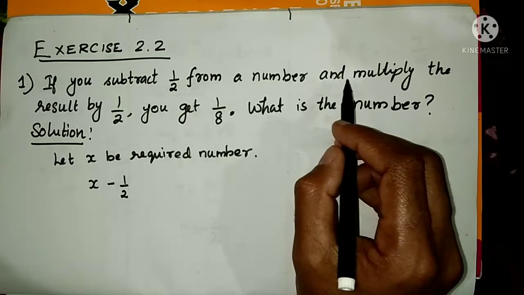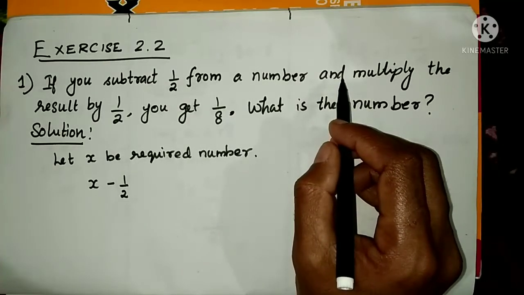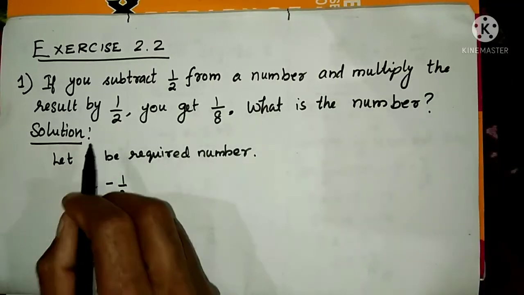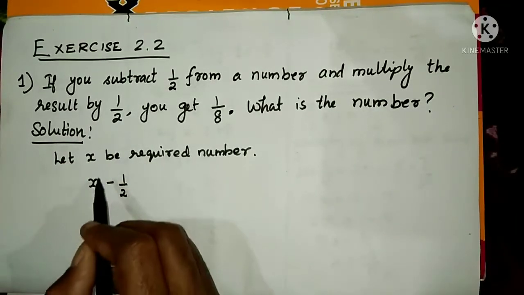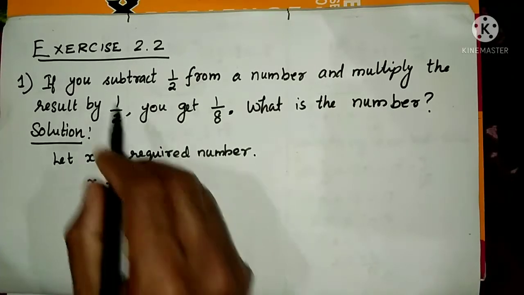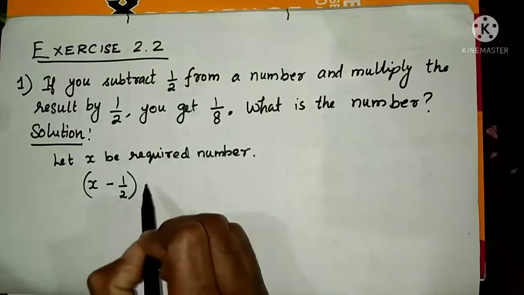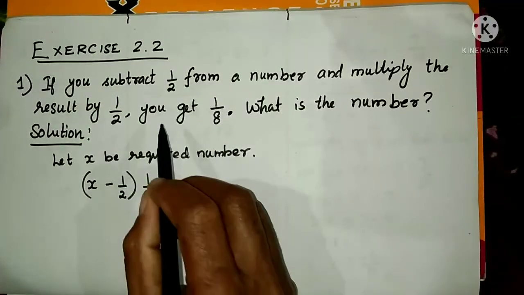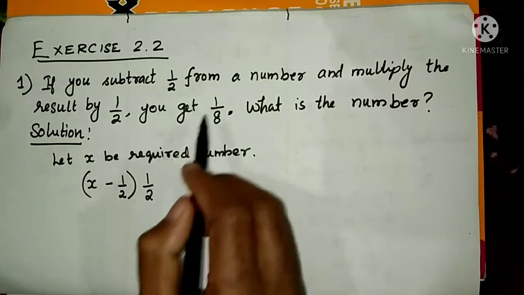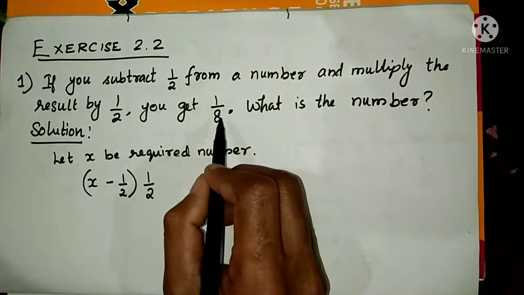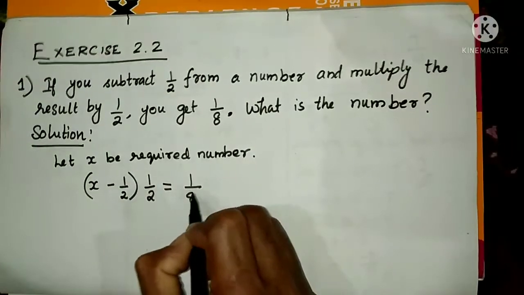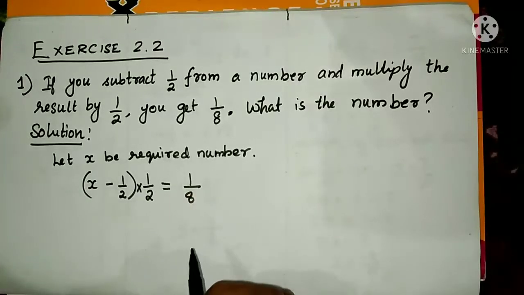Further, when we read it, we understand like this: multiply the result by 1 by 2. So this is the result of subtraction. This result we should multiply by 1 by 2. So if you multiply that, the answer you get is 1 upon 8. So here we can write the multiplication sign.